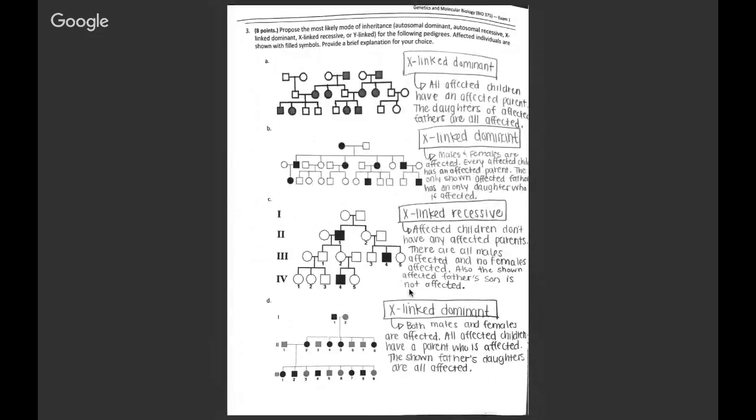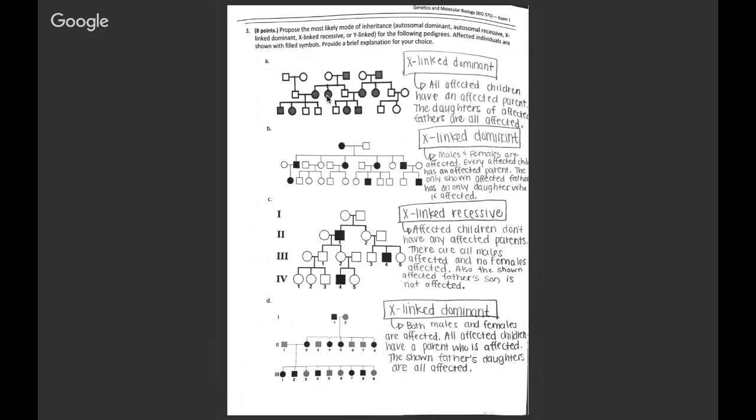Okay, so for problem number 3, this has to do with the mode of inheritance for these diagrams here. So this one is X-linked dominant, and the key factors in determining that have to do with all affected children having an affected parent. You can see this doesn't skip any generations. The daughters of affected fathers are all affected. So we have an affected father. All of the daughters here are affected.